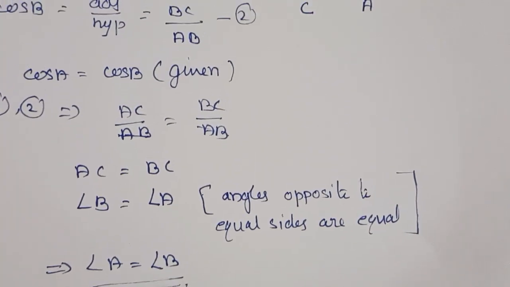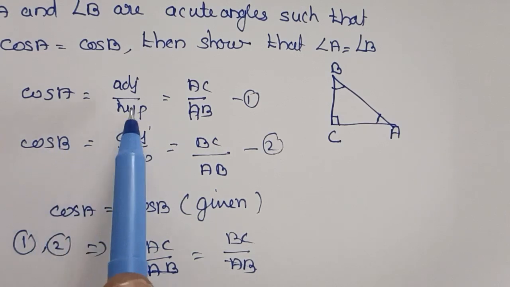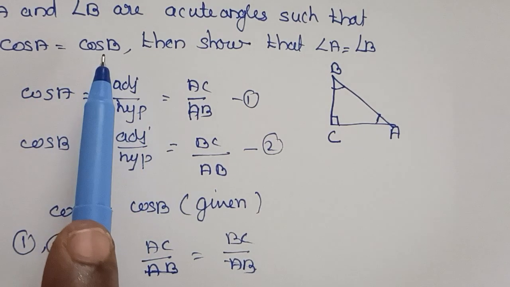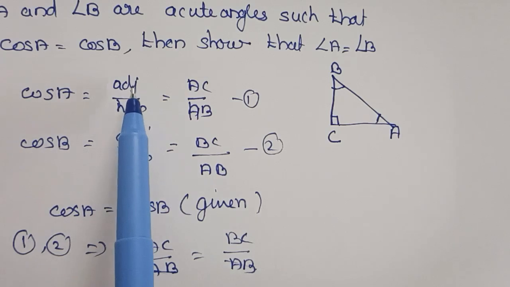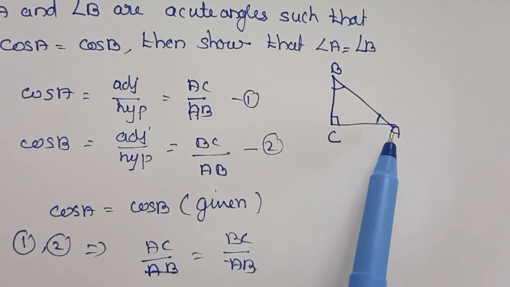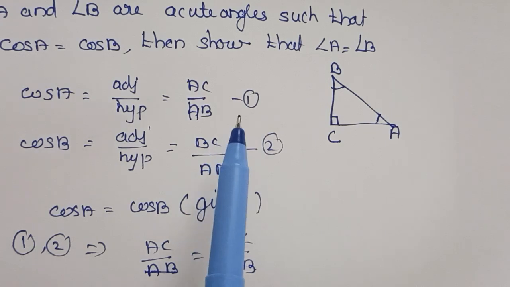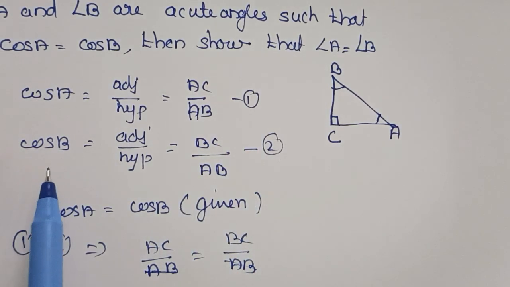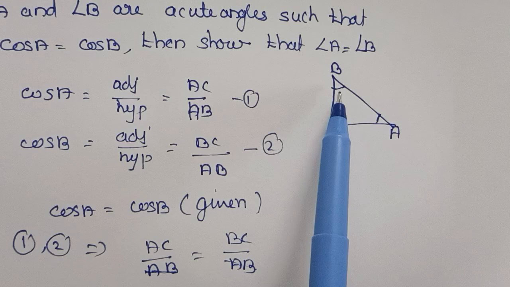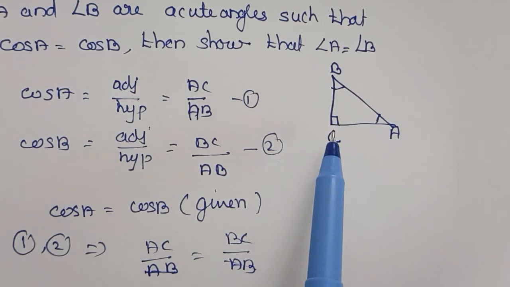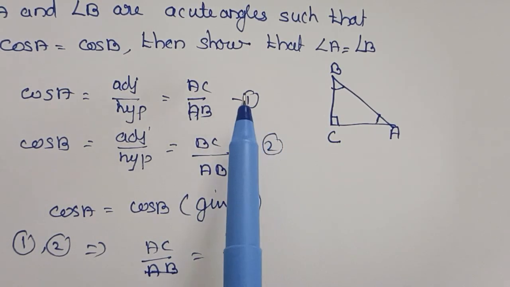Okay. Once again, we have given that cos A equals cos B. So first we have to find cos A. Cos A equals adjacent by hypotenuse. Adjacent of A is AC, hypotenuse AB. Number this equation as 1. Then cos B equals adjacent by hypotenuse, but here the angle is B. Adjacent of B is BC, BC by hypotenuse AB. Number these equations as 1 and 2.